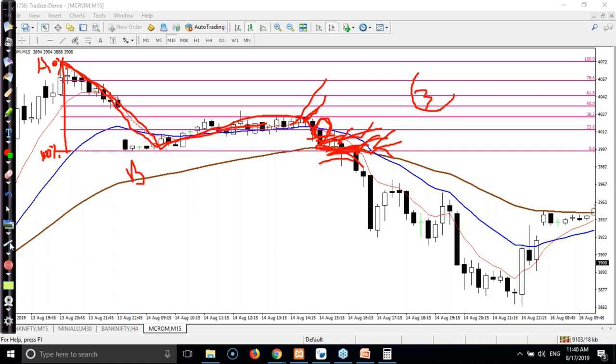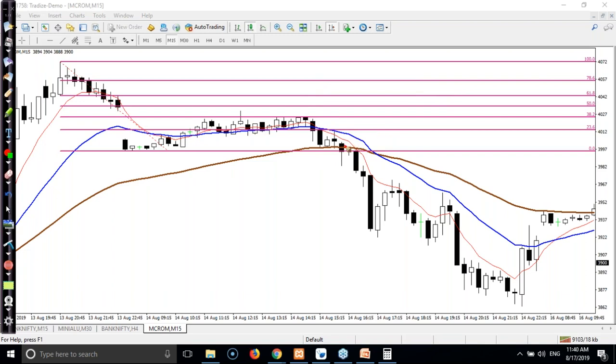For SL, you always use here somewhere like that. We have seen that most of the people are using the previous higher point. If it is too long, then you can place your SL just above the moving average 20. Have you seen this moving average 20? It's running like that, blue color. If you enter here to sell, place your SL. In that case, your SL will be here.